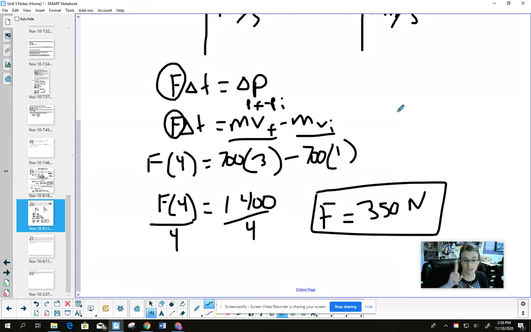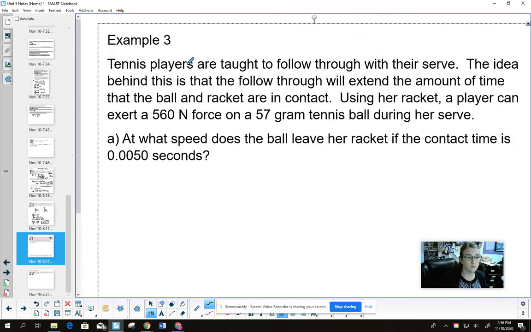You will have to pay attention to that. They will be opposite signs. Let's try this next one.